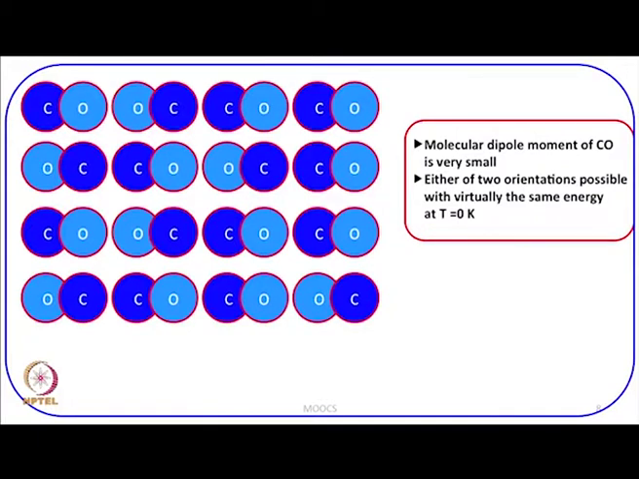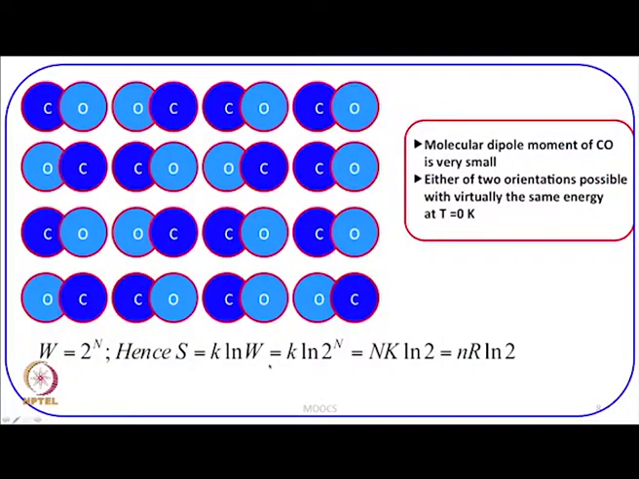So you can have the same energy of the crystal when this molecule is arranged in two orientations, either CO or OC. So one molecule can be arranged in two orientations to get the same energy of the crystal at absolute 0. If two orientations are possible for one molecule, and there are n molecules, then the total number of orientations possible is 2 raised to the power n. For W, if you substitute 2 raised to the power n, then n comes down, and you have nk log 2.